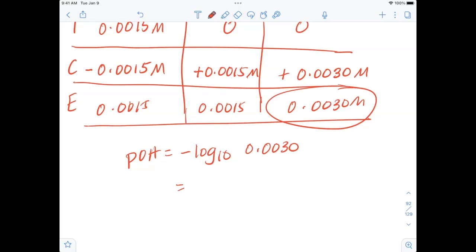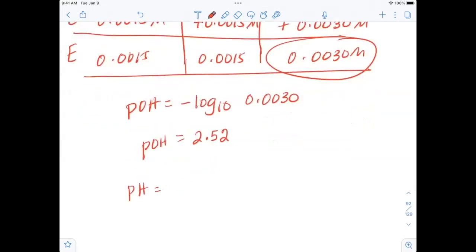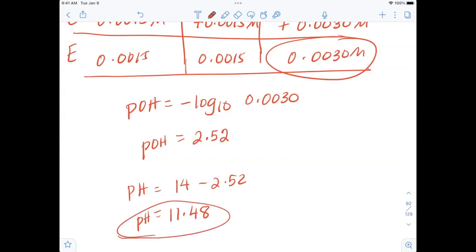Negative log of 0.0030, close parentheses. So I get a pOH of 2.52. Okay. And then pH is equal to 14 minus 2.52. So pH should be 11.48. That's our pH.